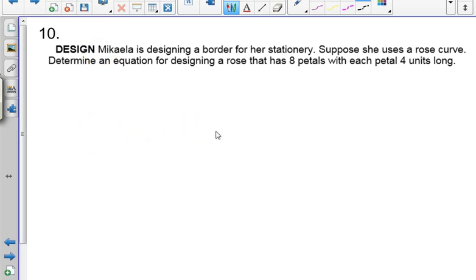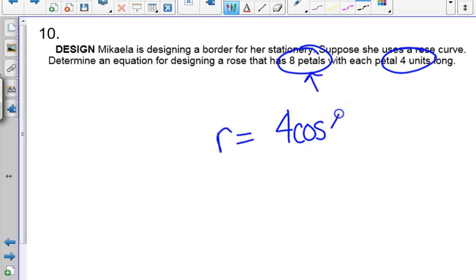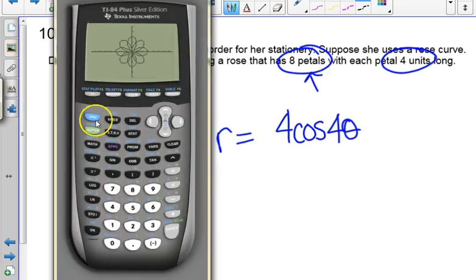For fun, suppose she wants a rose on her stationery. Determine an equation for designing a rose with 8 petals. Each petal is 4 units long. 4 cosine or sine, depending on the symmetry she wants. 8 petals would come from a 4 there. Is that right? Need my calculator in radians again.